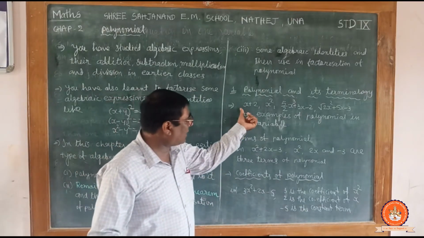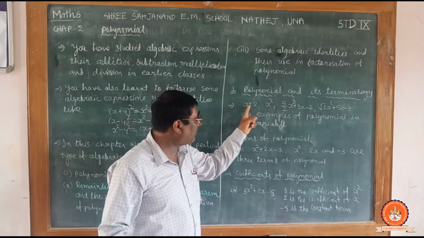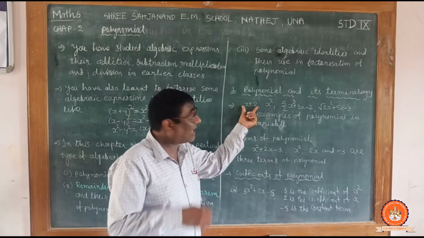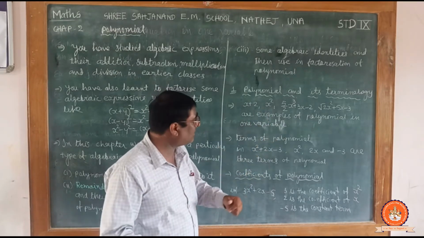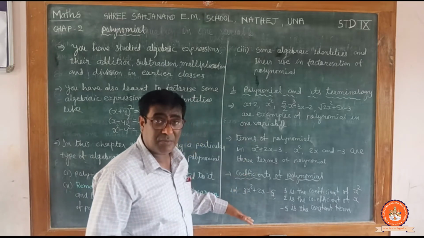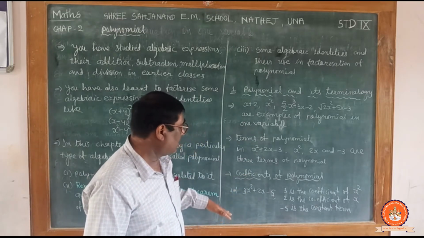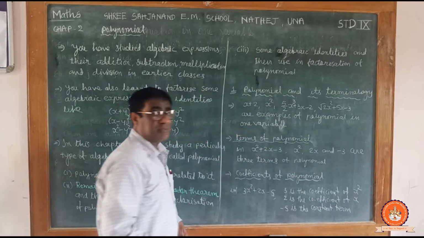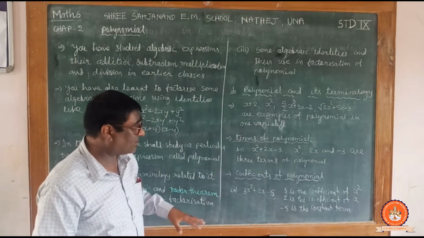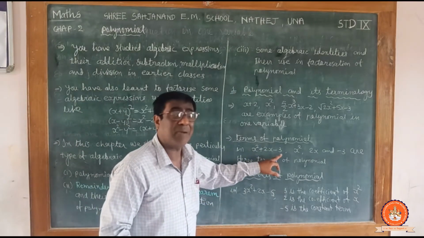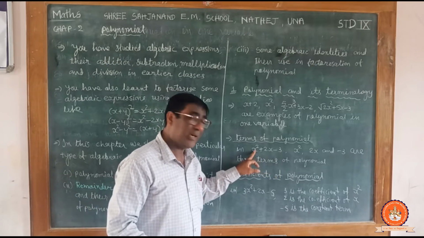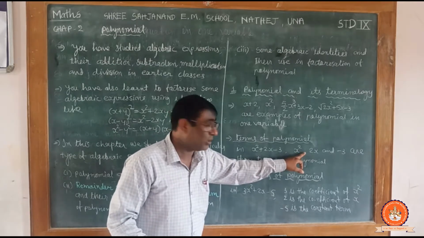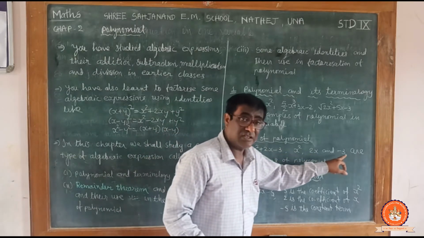See, x plus 2: there is a positive sign between the two. These two are known as terms, so two terms are there. In this polynomial, only one term is there. So you will learn this terminology here. Now the terms of a polynomial. See, x square plus 2x minus 3. x square is one term, 2x is one more term, and minus 3 is another term.